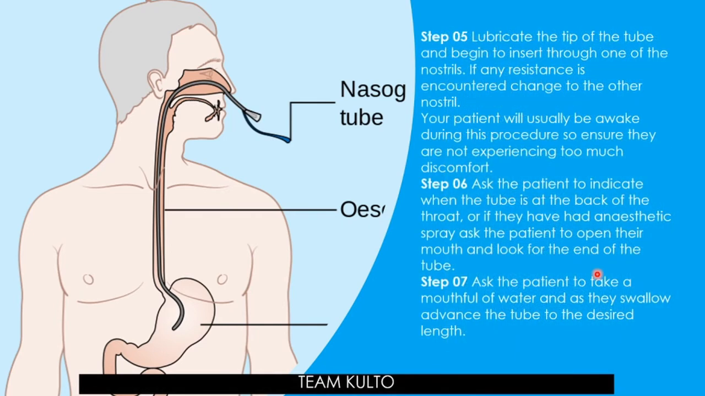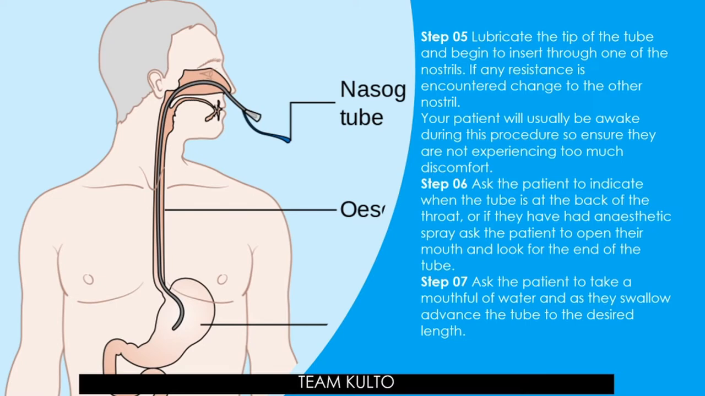Next, number five. Now, you need to lubricate the tip of the tube and begin to insert through one of the nostrils. If any resistance is encountered, change to the other nostril. Tandaan, if there's any resistance, you gotta withdraw, okay? And try the other side. Your patient will usually be awake during this procedure to ensure they are not experiencing too much discomfort.